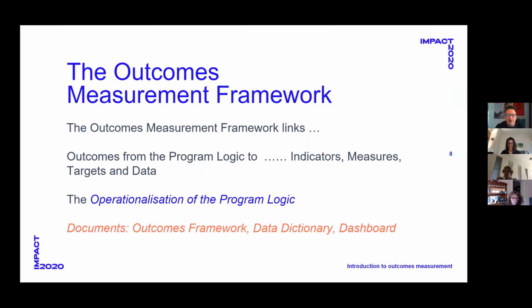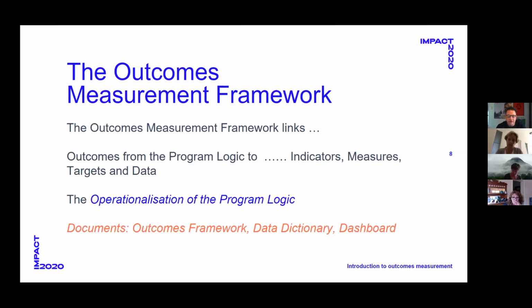So next stage to this, of course, is you've written an outcomes mapping. You understand the relationship between your activities and outcomes. Then what you want to do, and this takes a lot of resources actually, is to write out what we call an outcomes measurement framework, which links what you've done in terms of your program logic to indicators, measures, targets, and to data sources. That's then all about the operationalization of your program logic.